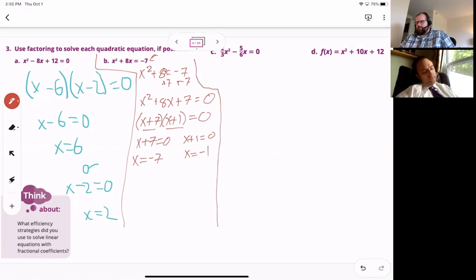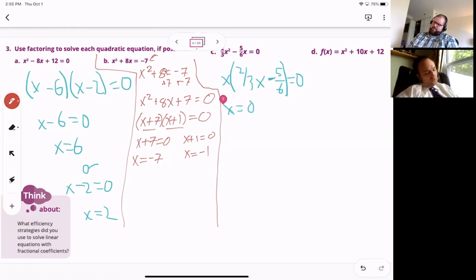Same idea for the next one. You just take out the greatest common factor, which I'm just going to take an x out, I think that's fair, and have 2/3 x minus 5/6. I'm hesitating because there are fractions there, and I know we're talking about factoring, but there are fractions. So either x equals 0, in which case we're done, or 2/3 x minus 5/6 equals 0.